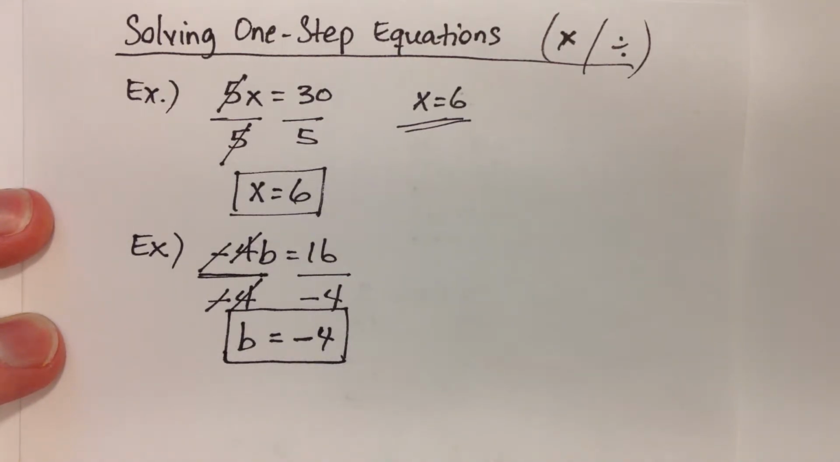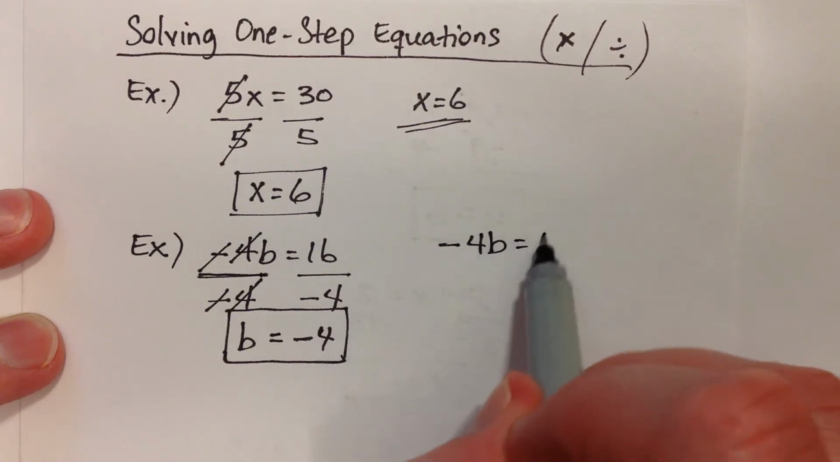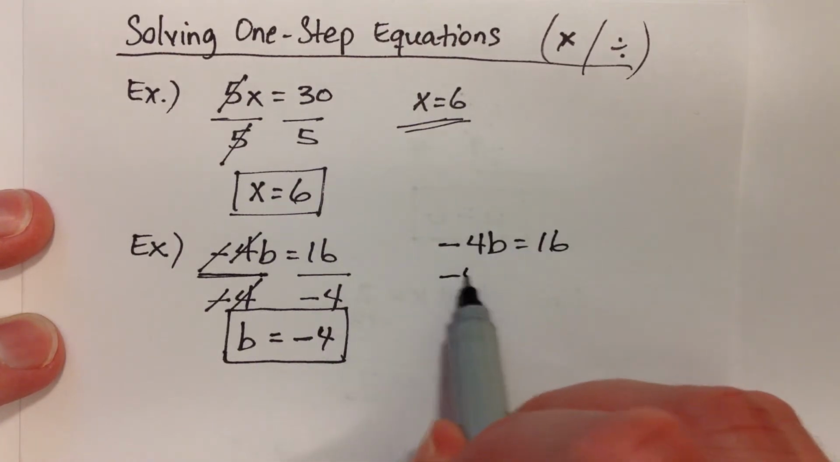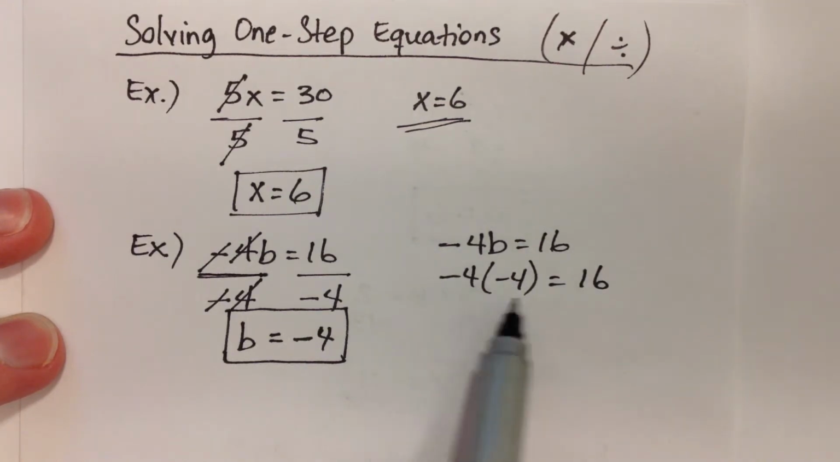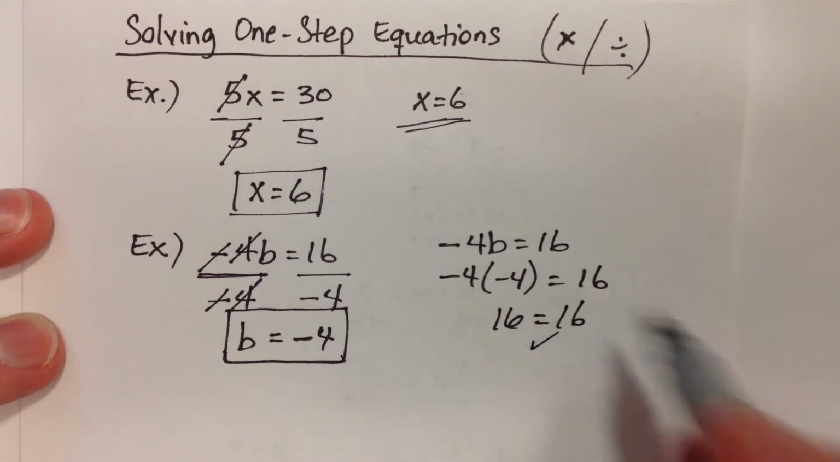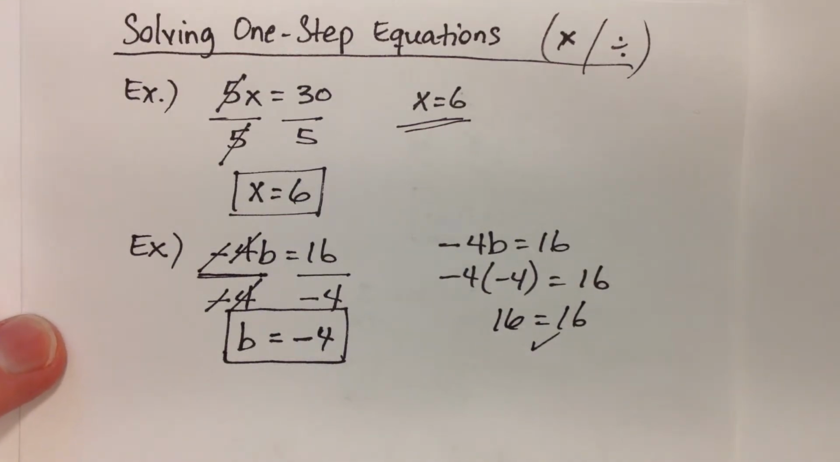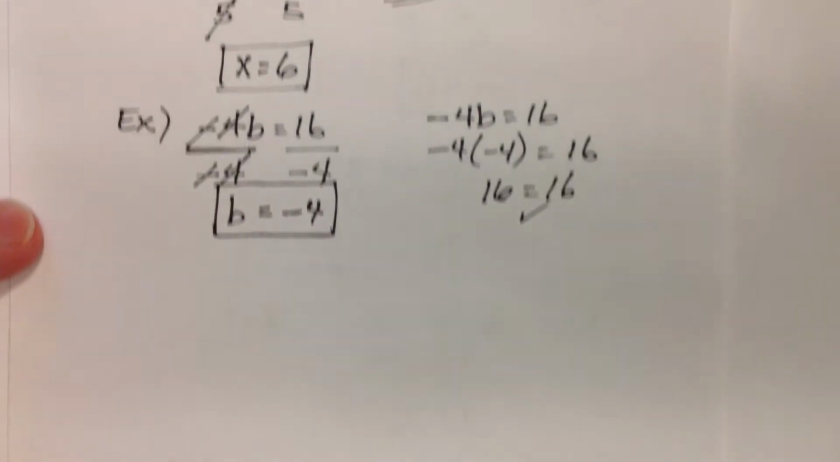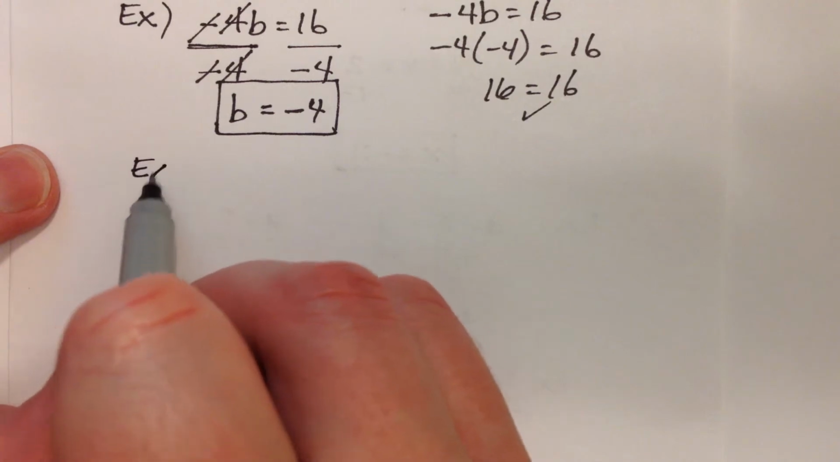So always what you want to do is you want to go ahead and plug these values back in and just verify that indeed it's true. So we started with negative 4b equals 16. So let's go ahead and put our negative 4 in for b. And negative 4 times negative 4 is 16. Oh, 16 equals 16. That's good. Check. It works out.